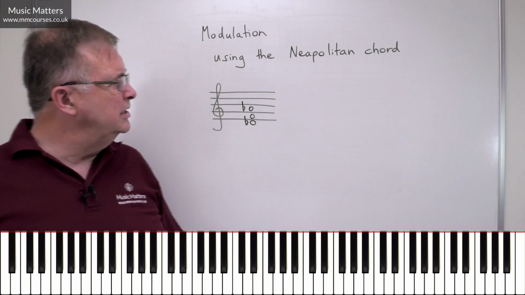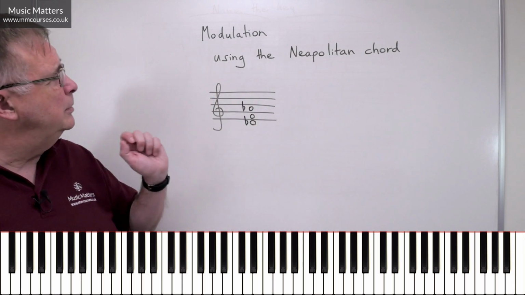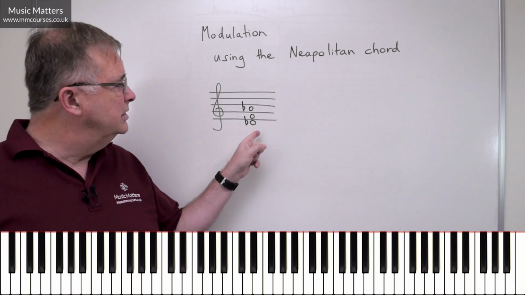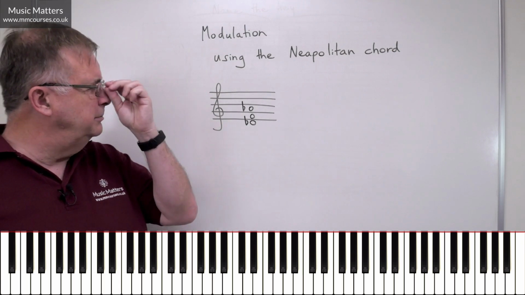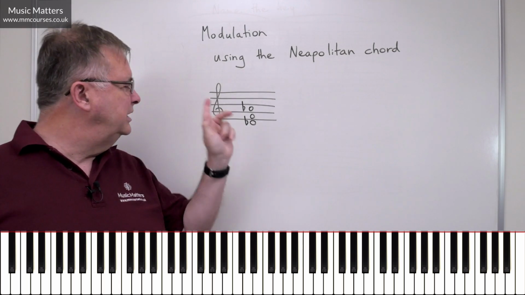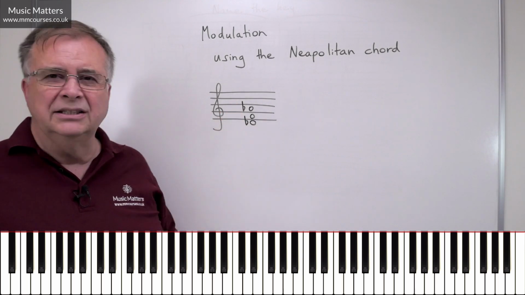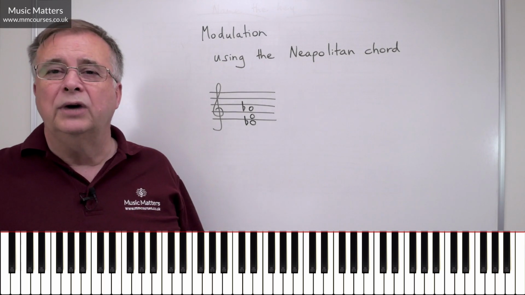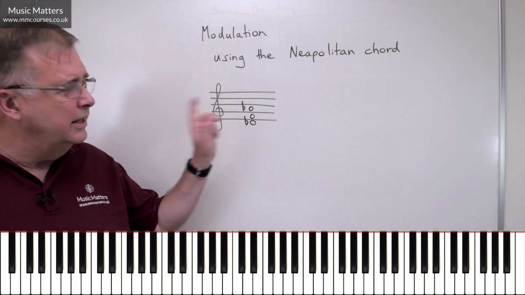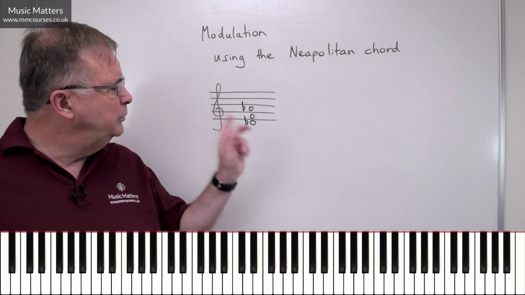Well, what is the Neapolitan chord? Nothing to do with ice cream for a start. But the Neapolitan chord is based on chord 2. So believe it or not, I'm in the key of C major, and you're already looking at this board saying, come on, you can't be in C major, because D flat and A flat have got nothing to do with C major. And you'd be absolutely right to say that. But this is a Neapolitan chord in the key of C major. How do we get there?